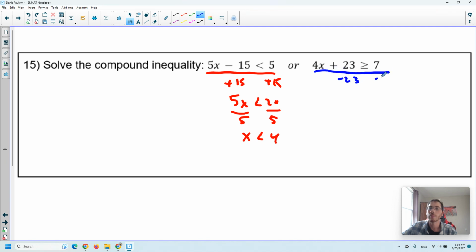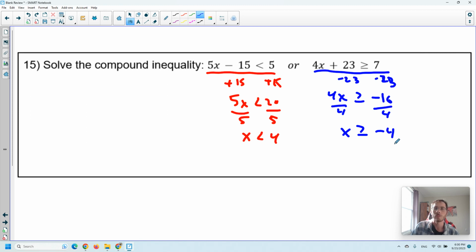I'm going to subtract 23 on both sides. So 4x is greater than or equal to, let's see, 7 minus 23 is going to be negative 16. Divide both sides by 4. X is greater than or equal to negative 4. Okay, not too bad. You can see in this one, since this was a positive 4x, I did not flip the sign. Even though 16 is negative, remember it's whatever you're dividing by. So there we go. We drop down the word or.